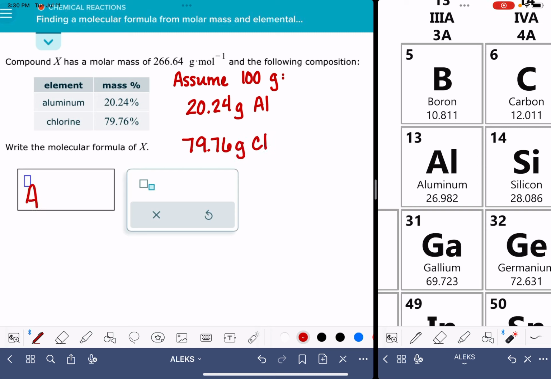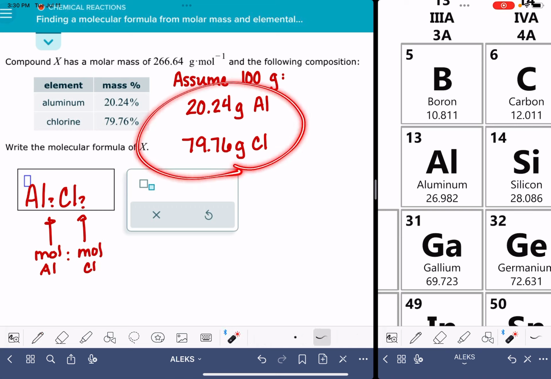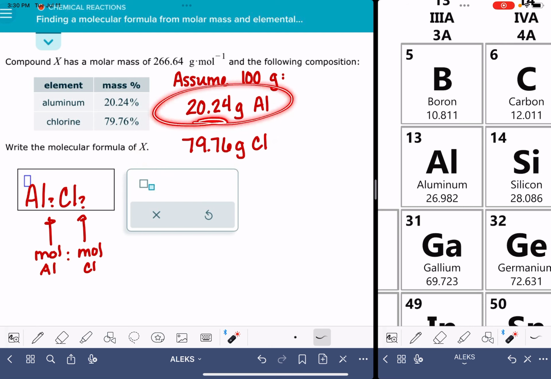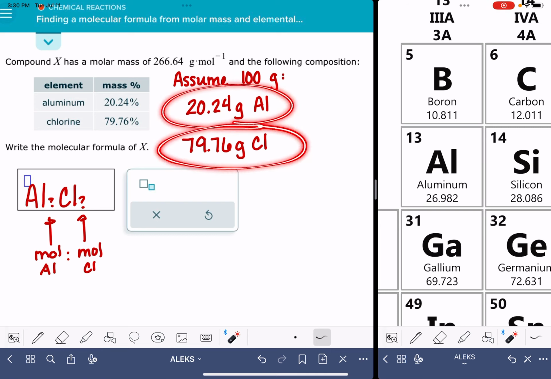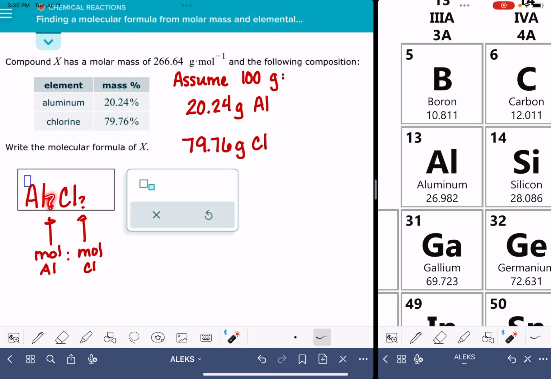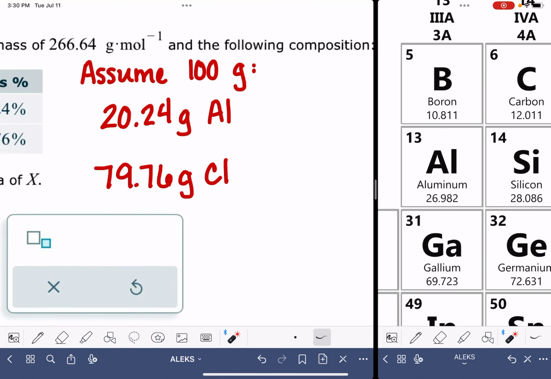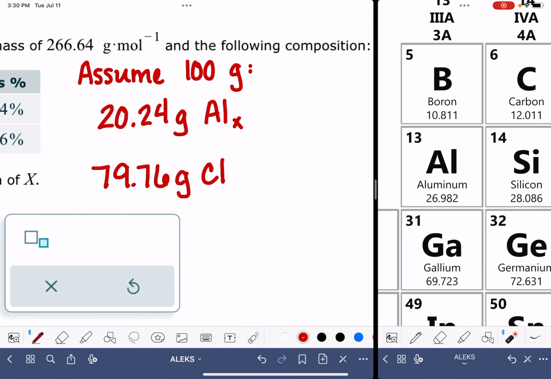When we're coming up with a molecular formula, our job is to come up with the subscripts in the formula. And these subscripts represent a mole-to-mole ratio of the elements in the compound. So the moles of aluminum to the moles of chlorine in this particular case. Right now, what I have is a mass-to-mass ratio, the mass ratio of aluminum to chlorine. What I need to do is simply convert these masses into moles so that I can figure out what these subscripts are.